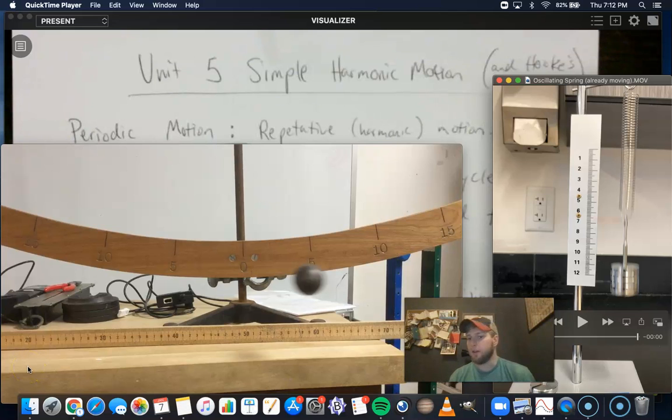Scholars, a quick one here, continuing with Unit 5, Simple Harmonic Motion. We're going to talk about first periodic motion and then what makes periodic motion simple harmonic.